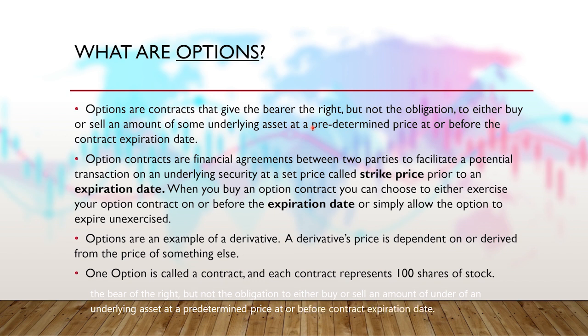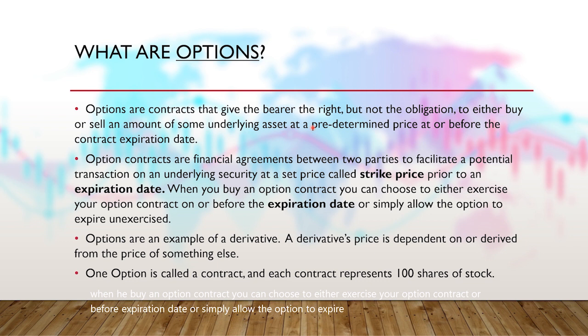Option contracts are financial agreements between two parties to facilitate a potential transaction on an underlying security at a set price called the strike price prior to an expiration date. When you buy an option contract, you can choose to either exercise your option contract on or before the expiration date, or simply allow the option to expire unexercised.